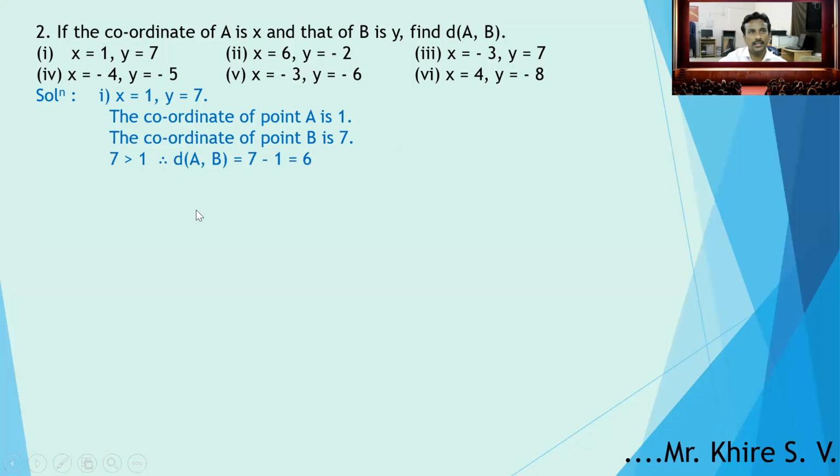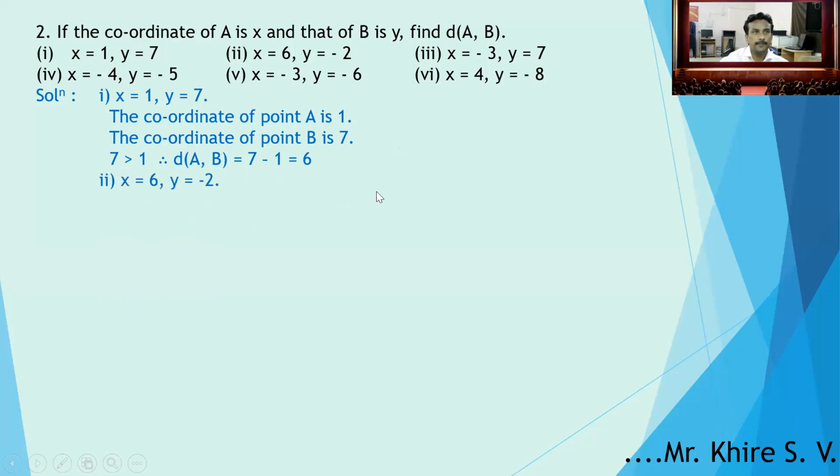Therefore, similarly as we have solved question number 1, same question is there. You can solve these examples also as question number 1. 7 is greater than 1, therefore distance AB is equal to 7 minus 1, it is equal to 6.